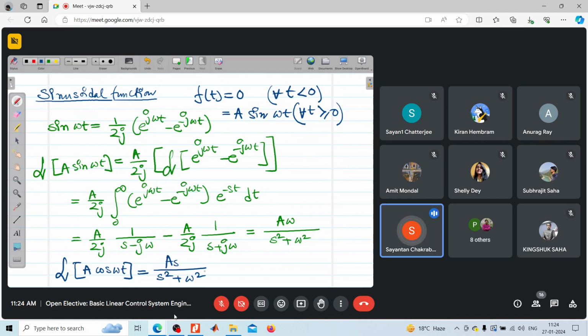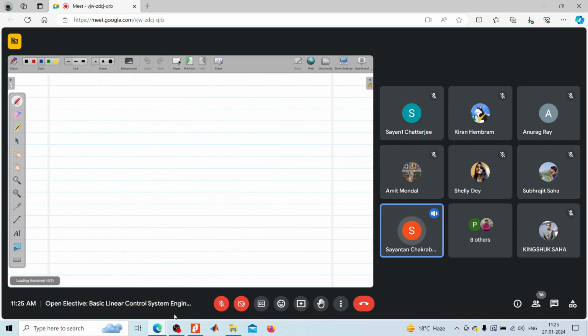Let me check whether I've missed out on anything. Step, ramp, exponential function. Okay. If it is required, I'll discuss other functions as well whenever it becomes necessary. Okay. Now let us move on to the next slide.